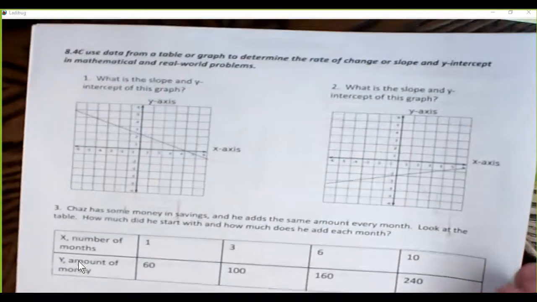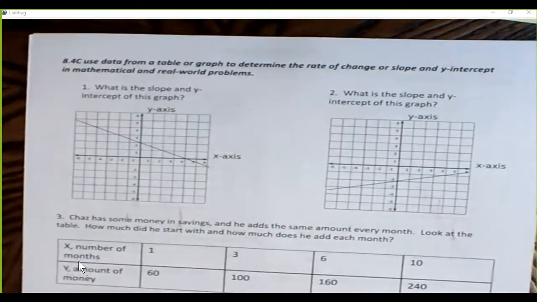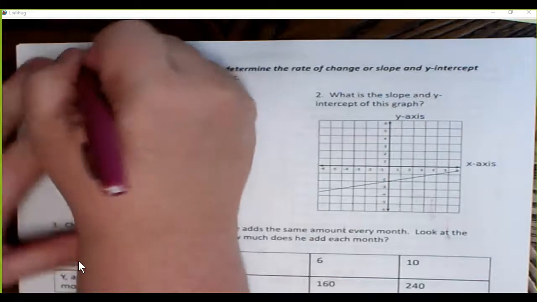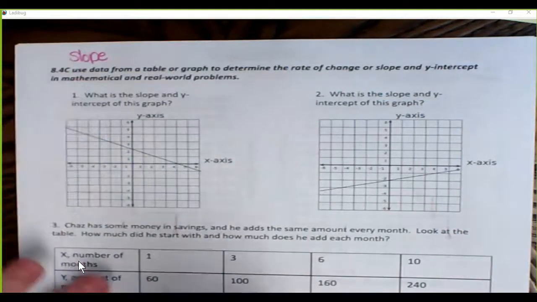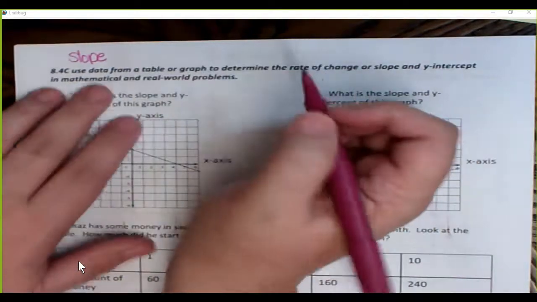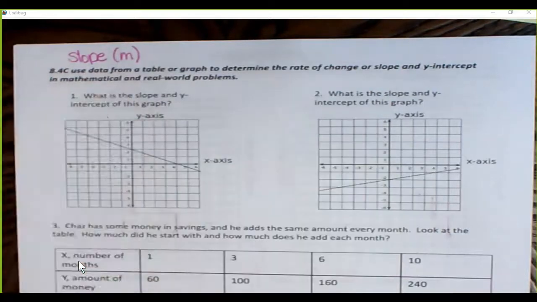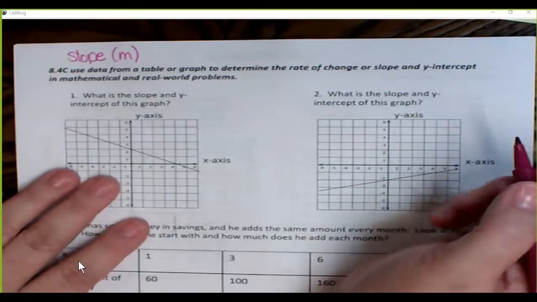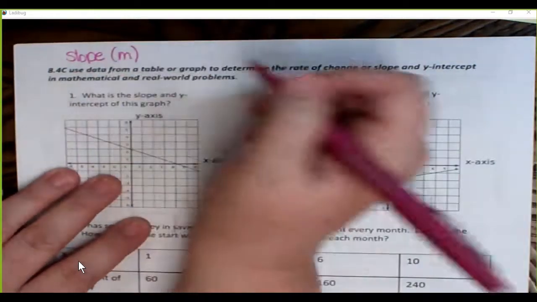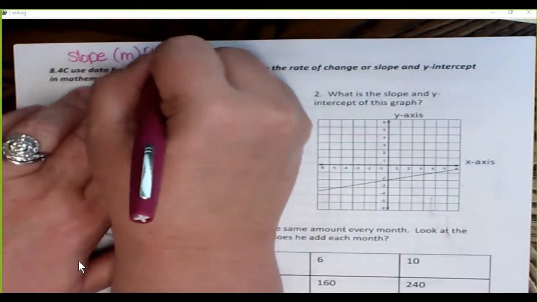Now this side, we're going to be talking about slope and y-intercept. So let's review what slope is. What is slope? What variable did we use to represent slope? M. It's the variable m. And how do we find slope on a graph? Yes, I heard somebody. Rise over run.